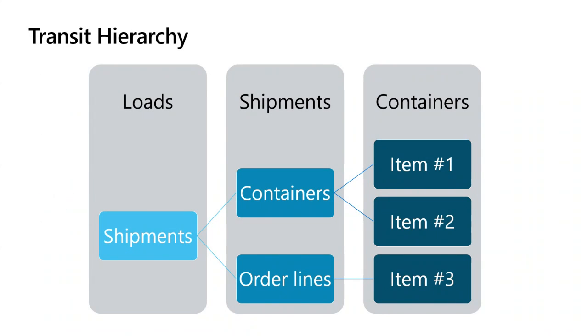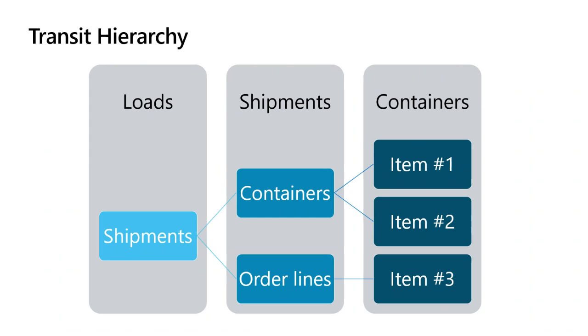And here's that graphic that I spoke about for the transit hierarchy. We want to read this from left to right and think of it as a sort of sideways pyramid where the top of the pyramid is our loads. Again, that's our tractor trailer, our physical shipping container, and it contains one to many shipments within the load.